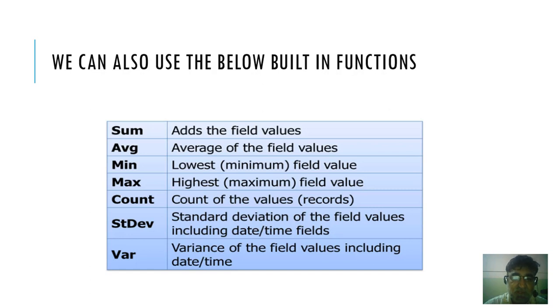We can also use the below built-in functions. Sum adds the field values, average is the average of the field values, minimum is the lowest field value, maximum is the highest field value, count is the count of the values or records, standard deviation of the field value including date time fields, variance of the field value including date time.